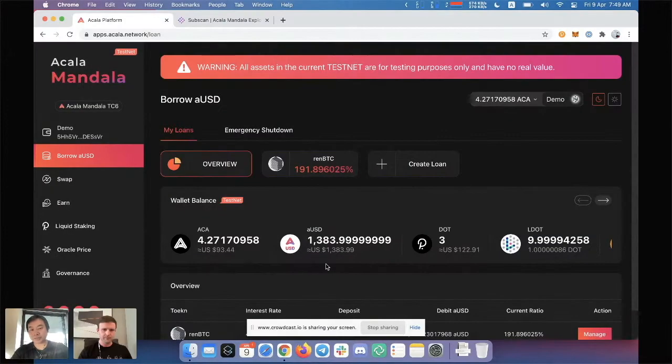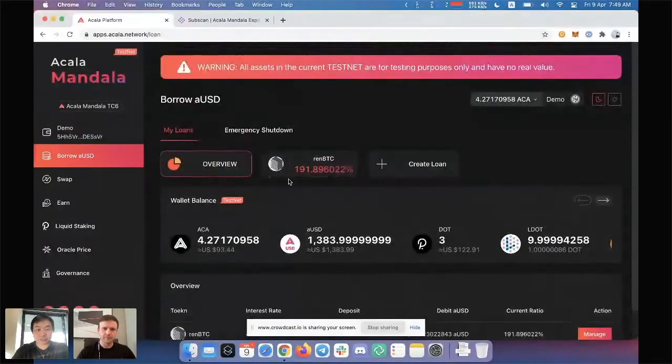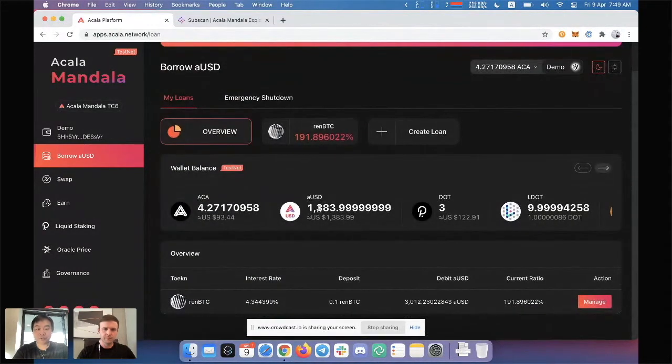This is one of the reasons we think Karura is so useful as a project. You can unlock the utility of your Kusama token and start to borrow against it. This is the borrowing interface. You can see an overview of your current position. I have already opened a position on RMBDC. I borrowed roughly $3,000 against 0.1 RMBDC. That's a little bit risky, but that's what the system allows.